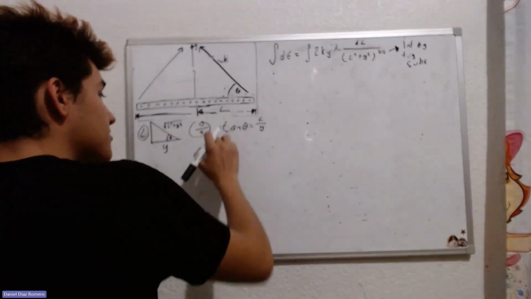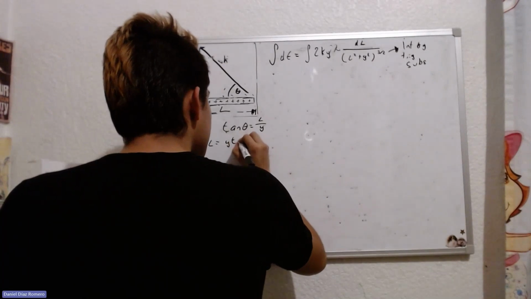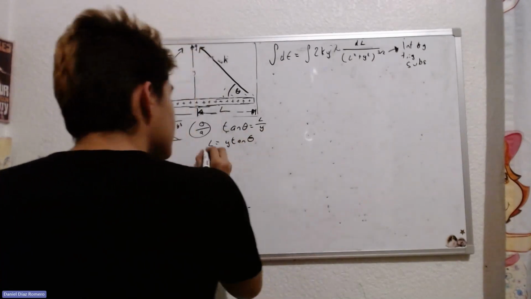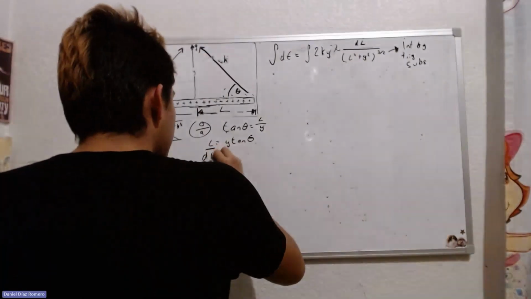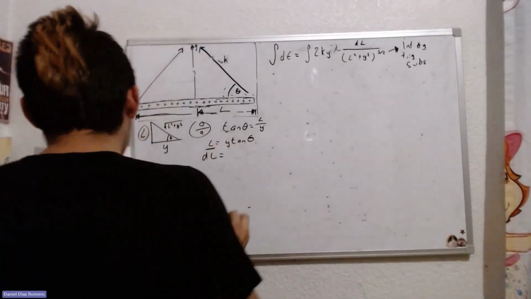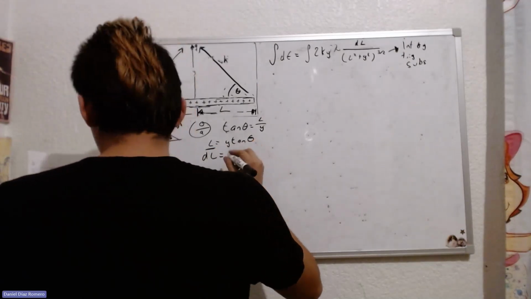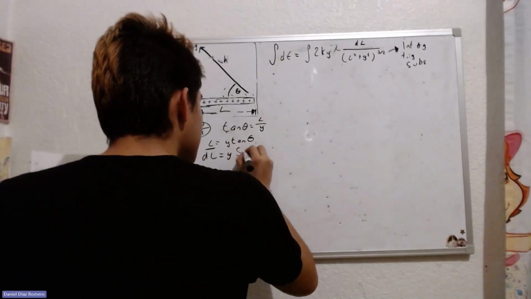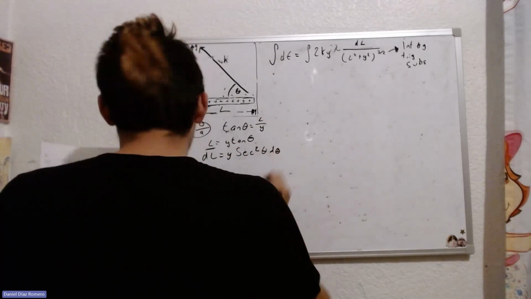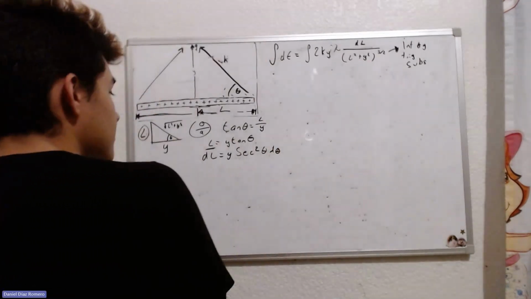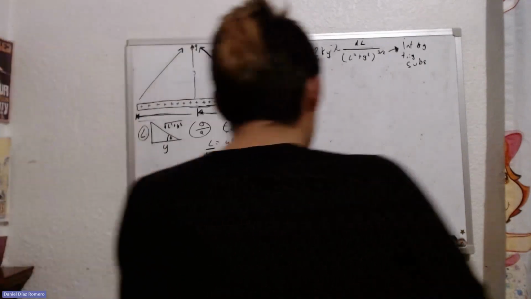But we do some substitution. So L is equal to y tangent of theta. But that only gives us our L value. We want the derivative of L. So we derive the function, which by trigonometric properties is equal to y secant squared of theta d theta. All right. So once we have these arrangements, we can start substituting the lines.